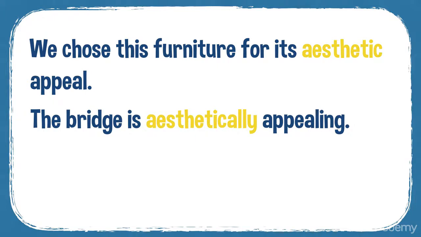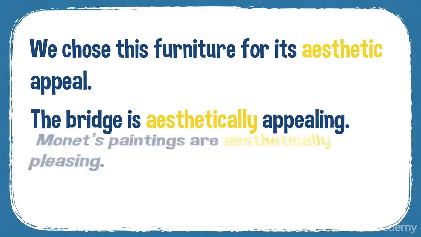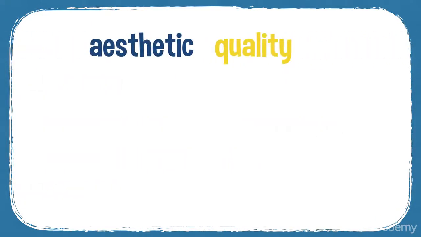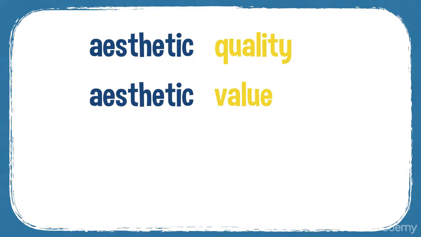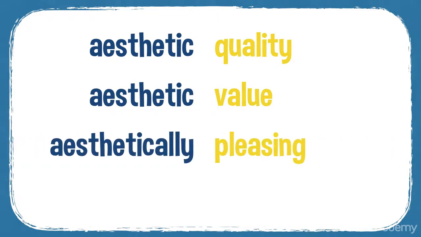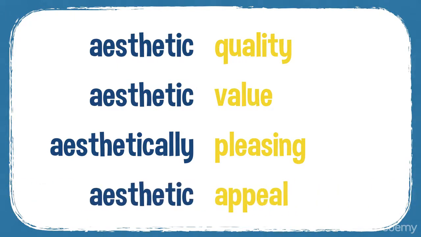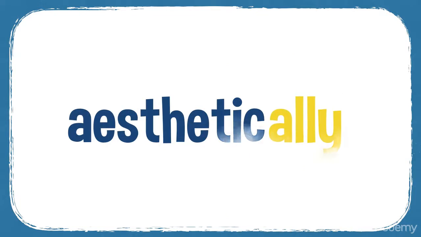The bridge is aesthetically appealing. So the bridge actually looks nice. It's well designed. Monet's paintings are aesthetically pleasing. And some collocations for aesthetic: aesthetic quality, aesthetic value, aesthetically pleasing. This is the adverb use of aesthetic. Aesthetic appeal. And here's the adverb again, aesthetically.